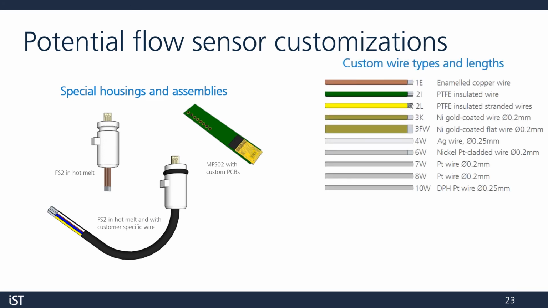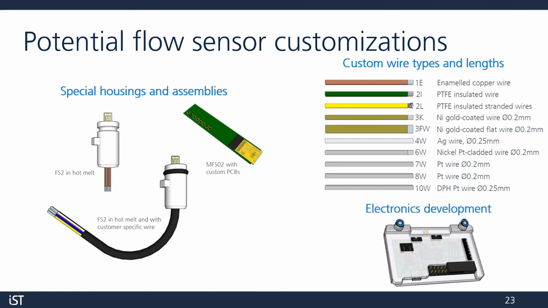Like with our other sensor types, we can also customize the wire material and length. Here are some examples of ones we use for our temperature sensors. Many of them can be adapted to the flow sensors as well. As a technology partner and resource, IST's application engineers can also work with you on your electronics, custom tailored to your flow measurement application.